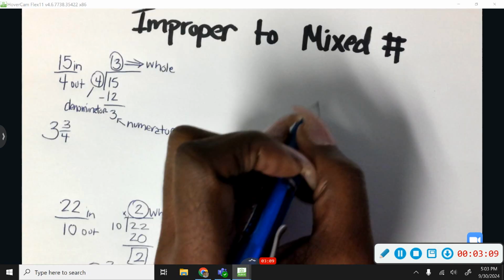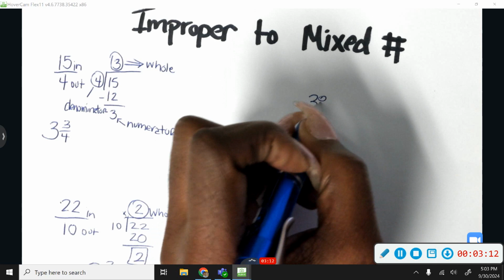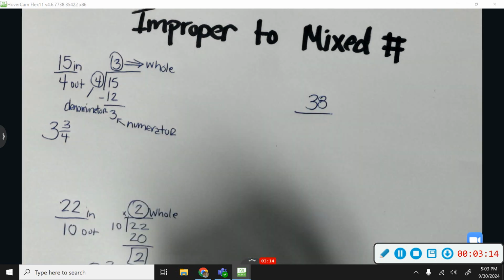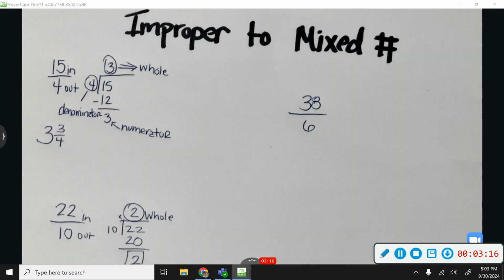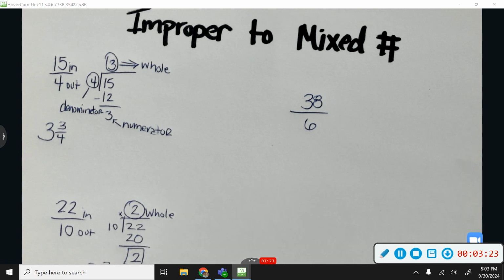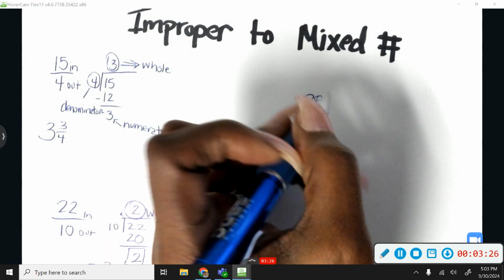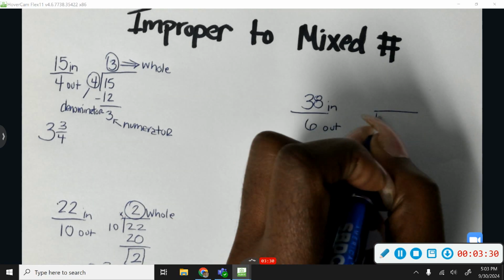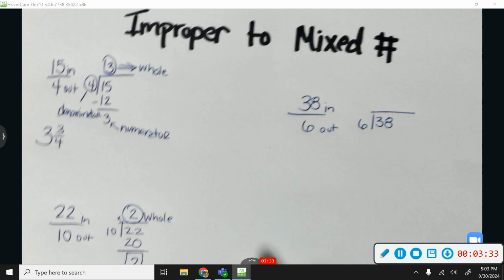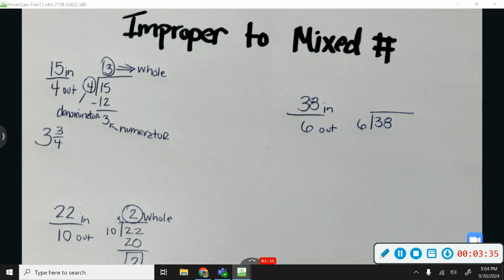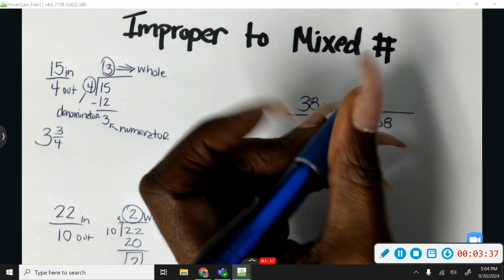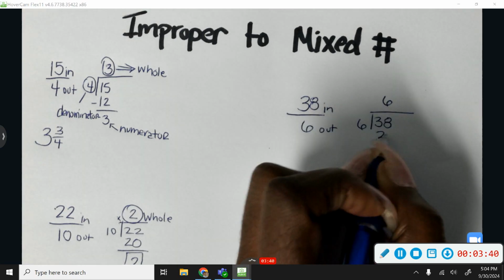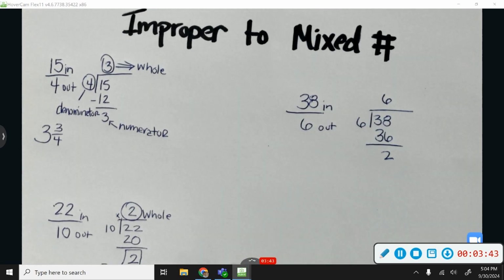Let's say we have 38 over 6. Okay? Again, I can either reduce it down or just go ahead and divide it, then reduce it, however you want to do it. But I'm going to go ahead and just do top in, bottom out, the same thing I've been doing. 38, 6. How many times can 6 go into 38? 6 can go into 38 6 times, and I have 2 left over.